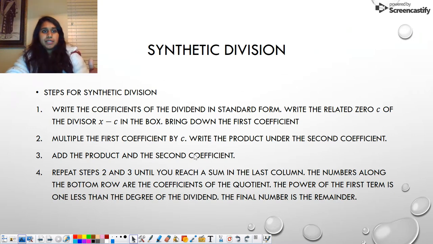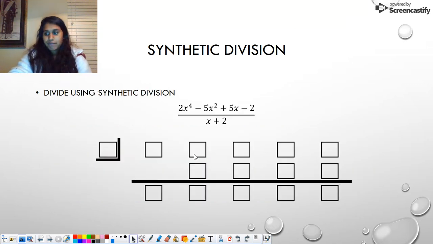So I've got some steps here. You're going to write the coefficients, write the related zero, multiply, and so on. Now, these steps aren't going to help you until you actually see an example. So if you need to come back to this part, please do come back as many times as you need to. Or pause and take a video, or pause and record it, or whatever you've got to do. But here's my first example.